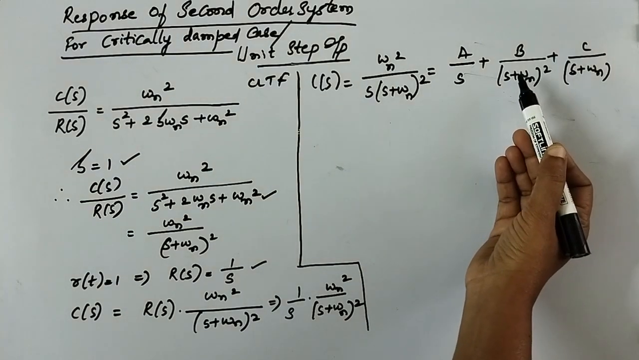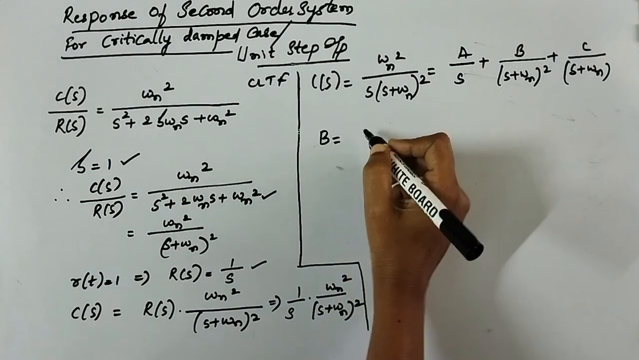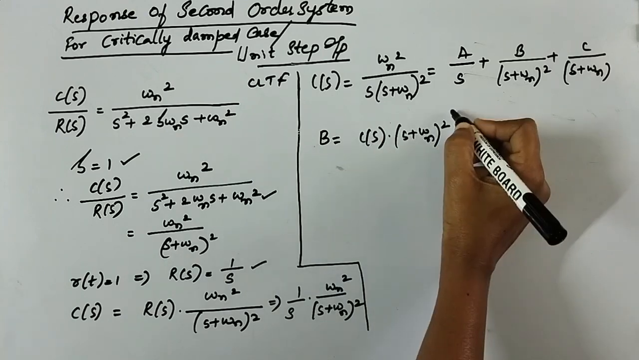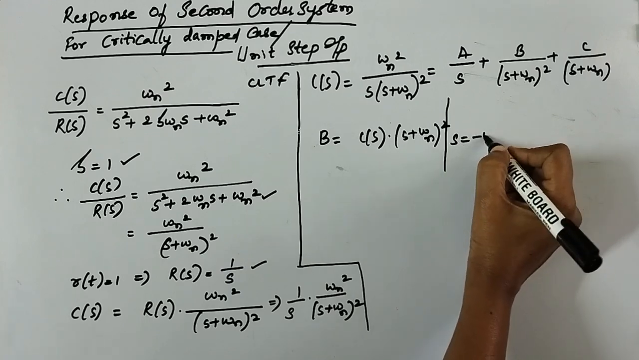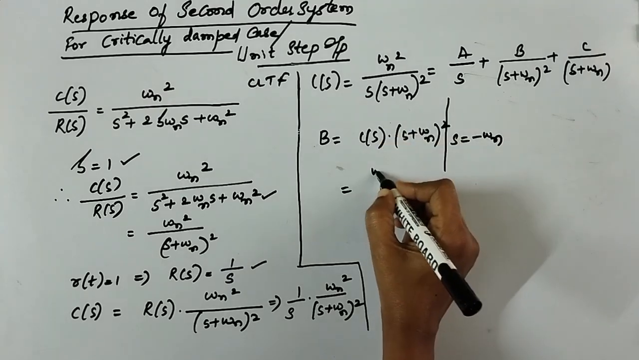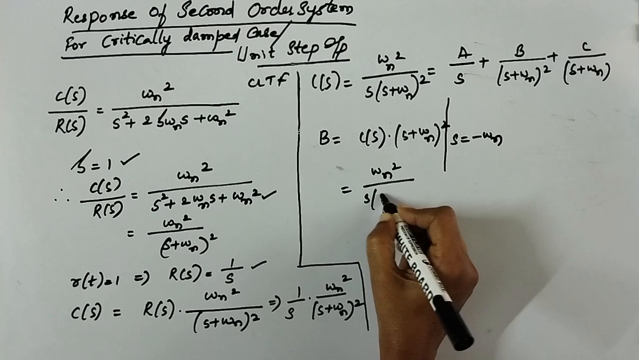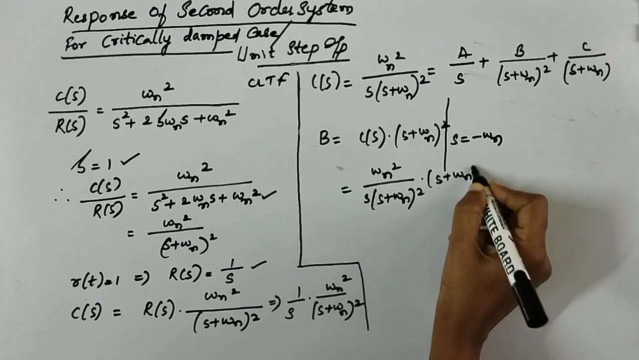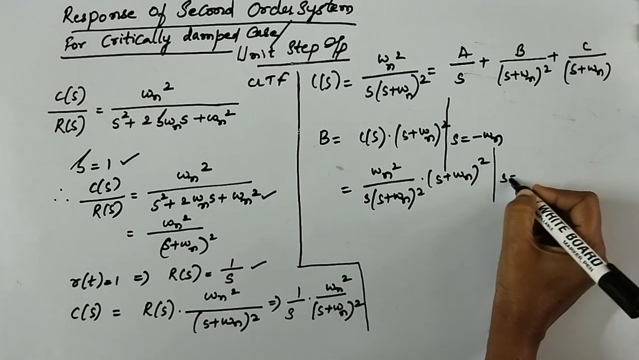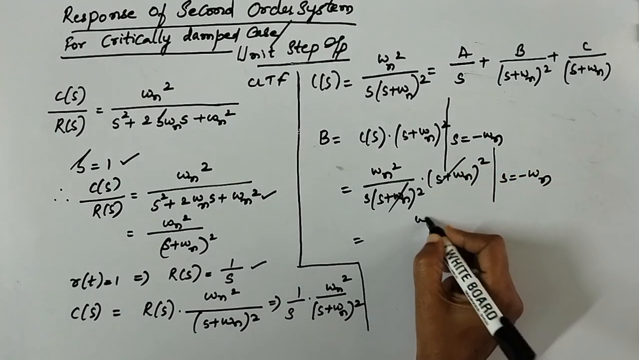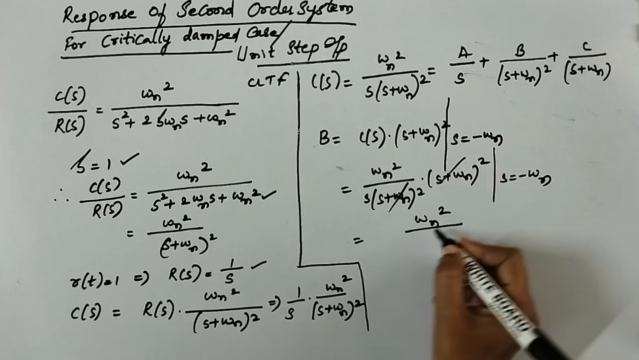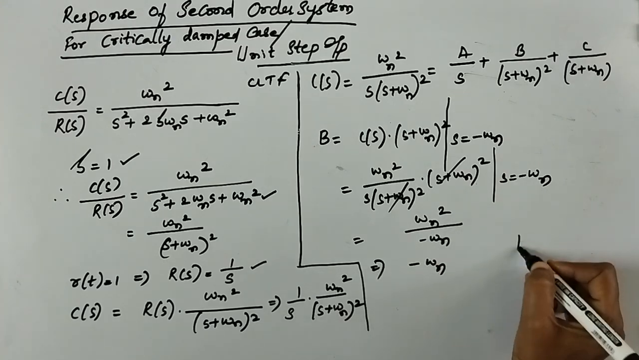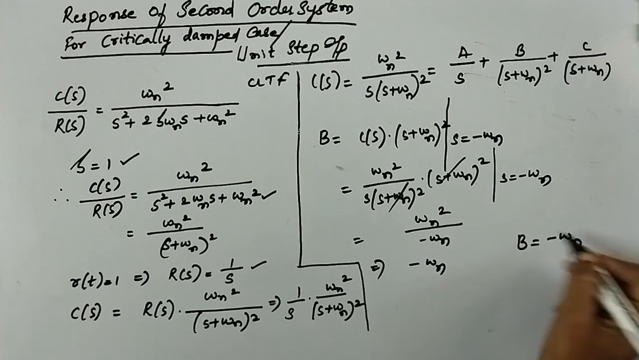Now we'll find coefficient B. B equal to C(s) into (s + omega n) whole square for s equal to minus omega n. And C(s) is omega n square / (s (s + omega n) whole square) into (s + omega n) whole square for s equal to minus omega n. With omega n square, s is minus omega n. So coefficient B is minus omega n.